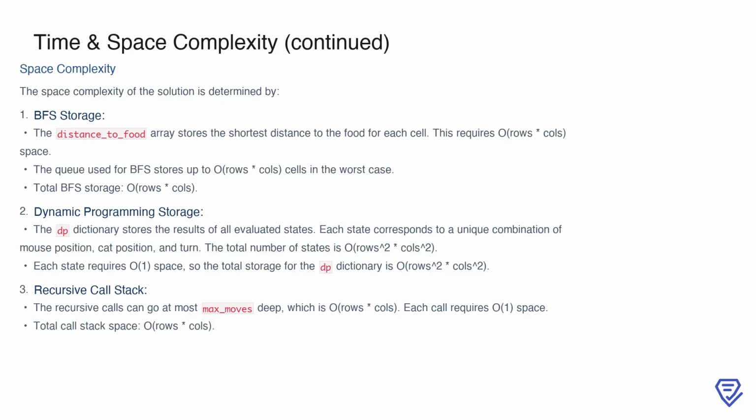Second, the dynamic programming solution relies on a dictionary, DP, to store the results of all evaluated states. Since each state corresponds to a unique combination of mouse position, cat position, and turn, the total number of states is O(rows^2 * cols^2). Each state requires O(1) space, so the total storage for the DP dictionary is also O(rows^2 * cols^2). Finally, the recursive call stack can go as deep as max_moves, which is proportional to O(rows * cols), with each call requiring O(1) space. Therefore, the total call stack space is O(rows * cols).